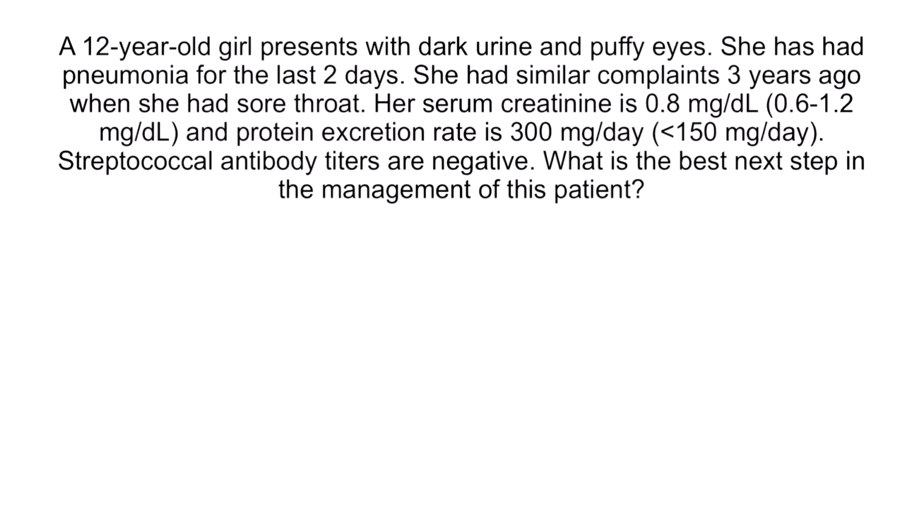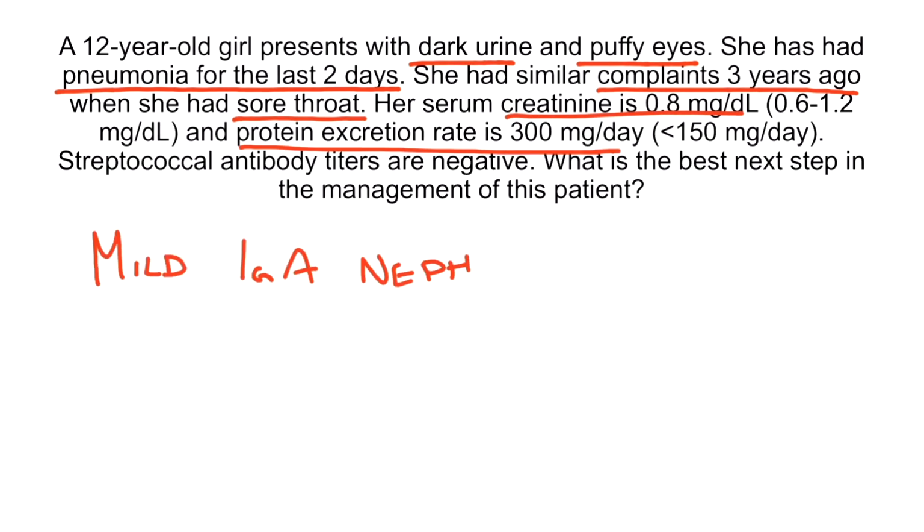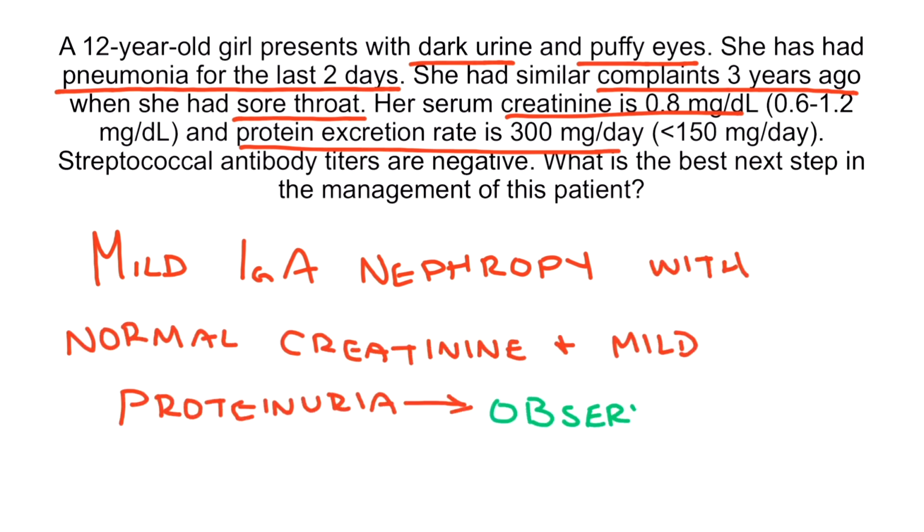This patient presents with dark urine and puffy eyes. She's had pneumonia for the last 2 days. She had similar complaints 3 years ago when she had sore throat. This description is consistent with the diagnosis of IgA nephropathy, especially since she has negative streptococcal antibody titers. Since her creatinine is normal and the proteinuria is mild, observation is sufficient for this patient.